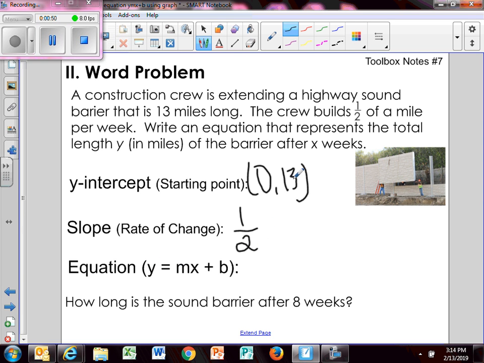The equation then, you just use that 13 and that 1/2: y equals half a mile per week, which is your x, plus the 13. The last question is, how long is the sound barrier after 8 weeks? Well, you plug in x equals 8 and solve the equation.